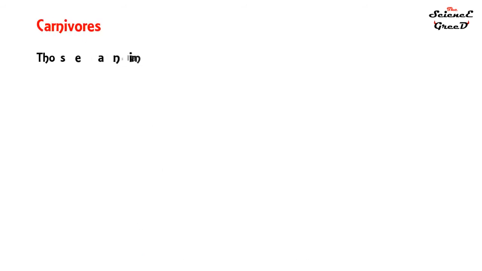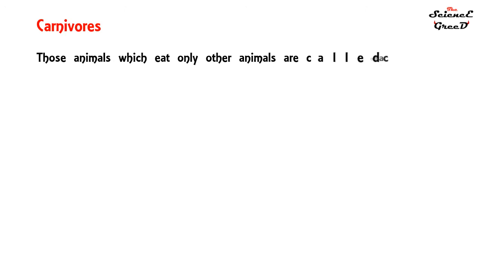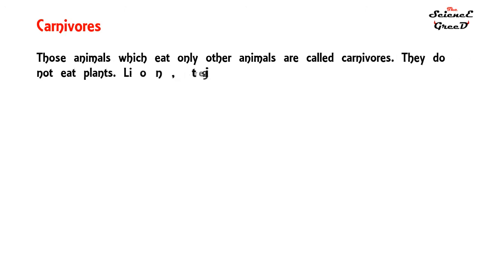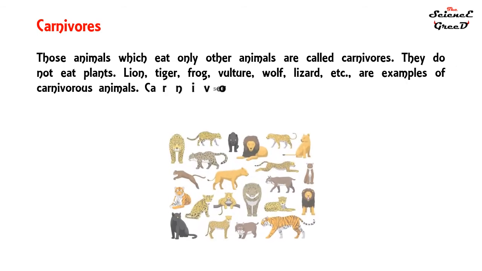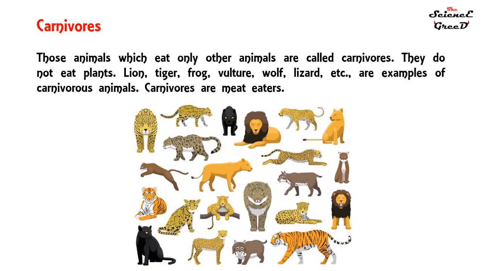Carnivores. Those animals which eat only other animals are called carnivores. They do not eat plants. Lion, tiger, frog, vulture, wolf, lizard, etc. are examples of carnivorous animals. Carnivores are meat eaters.